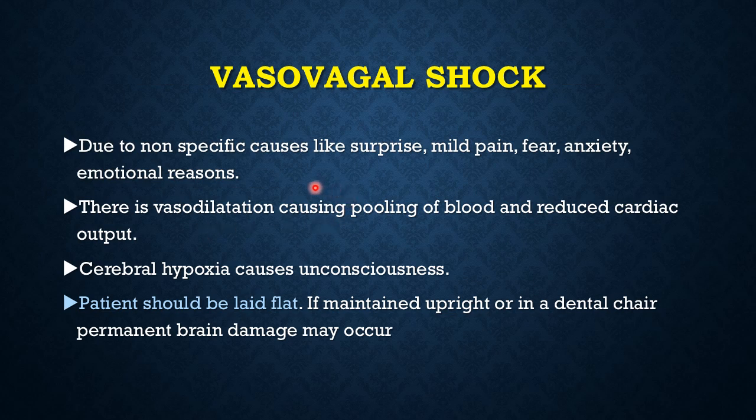Vasovagal shock we have discussed several times in our class. This is due to non-specific causes, vagal nerve hyperactivity, a sudden surprise, mild pain, fear, anxiety, or emotional stress, leading to peripheral vasodilatation and sudden pooling of blood according to gravity in the dependent part of the body. As a result, the venous return of blood reaching the heart reduces, and the cardiac output decreases.